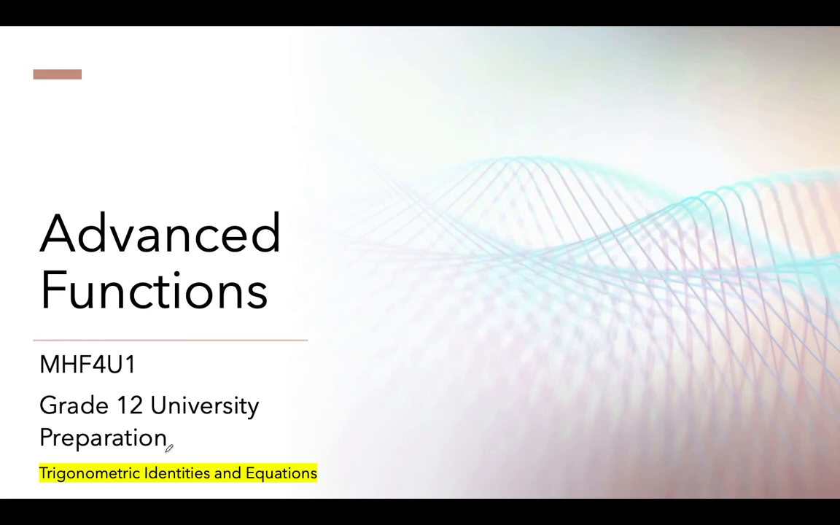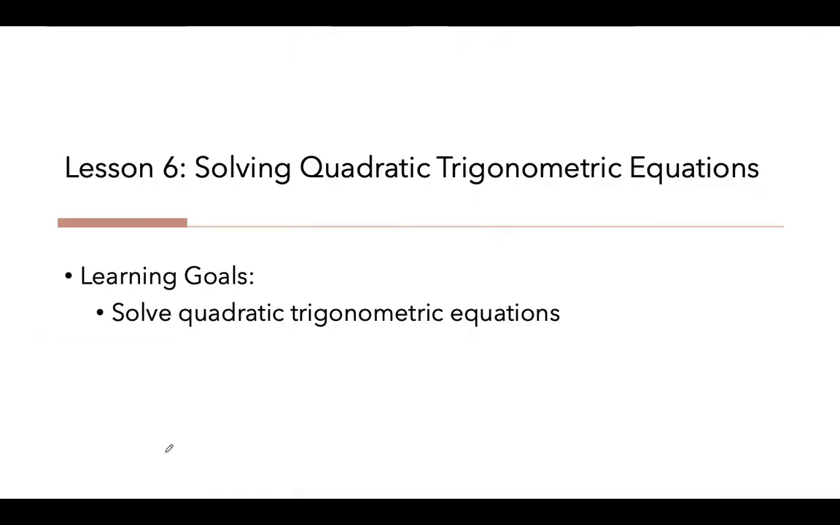Welcome back again to Advanced Functions, MHF4U1. This is the last chapter of the section called Trigonometric Identities and Equations. In this lesson number 6, we are going to solve quadratic trigonometric equations, or various different types of equations.